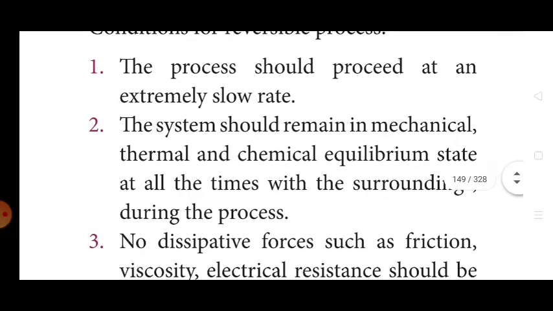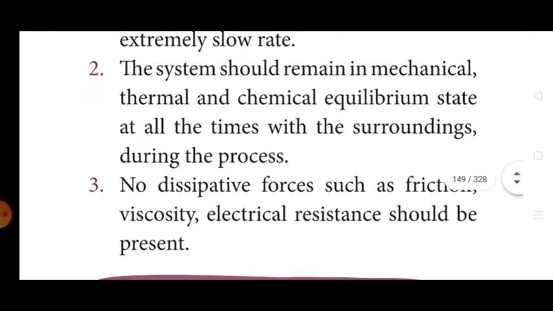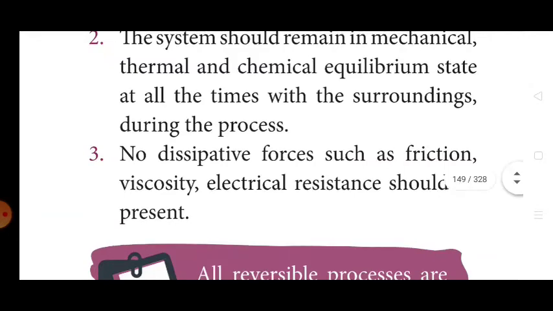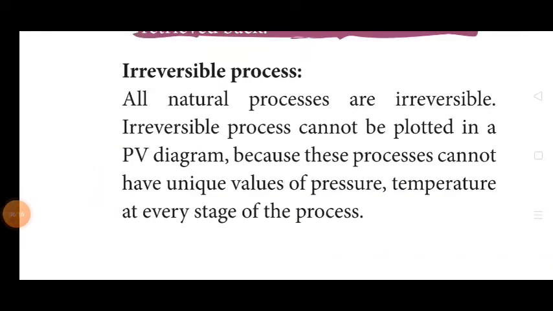The system should remain in mechanical, thermal and chemical equilibrium with the surroundings at all times during the process. No dissipative forces such as friction, viscosity, or electrical resistance should be present. Irreversible process. All the natural processes are irreversible. Irreversible processes cannot be plotted in the PV diagram because these processes cannot have unique values of pressure and temperature at every stage of the process.